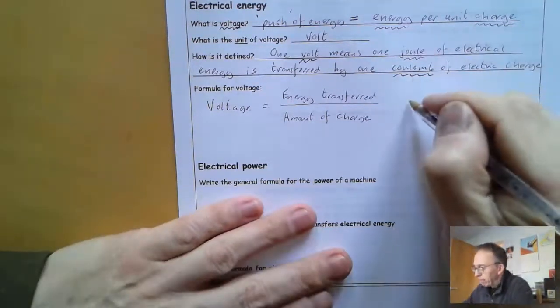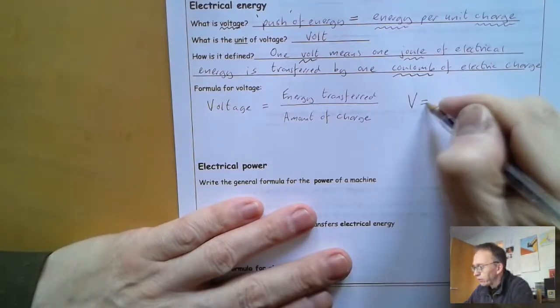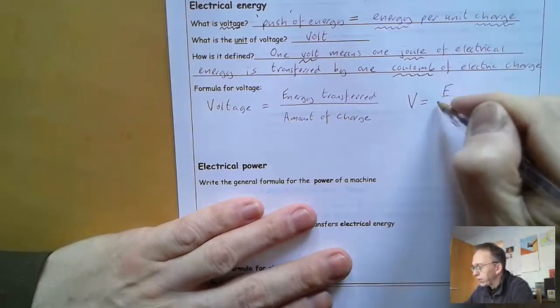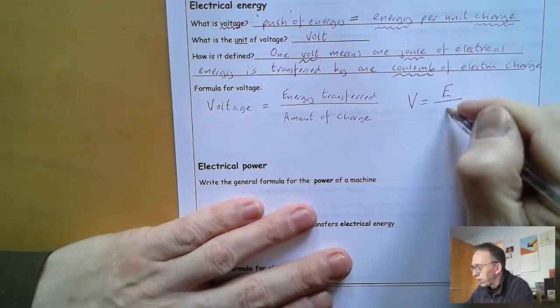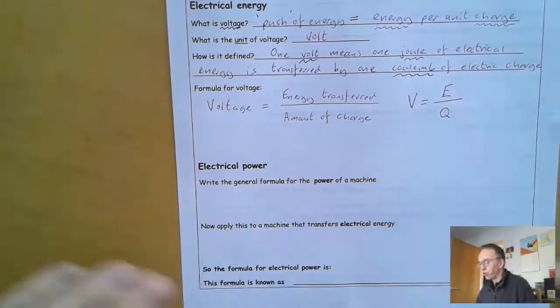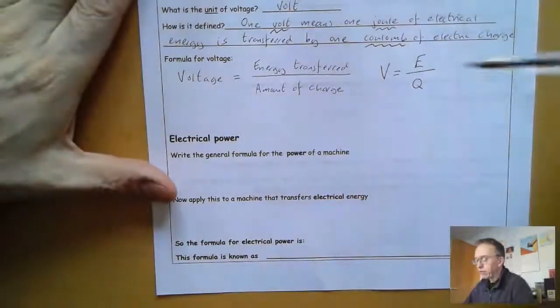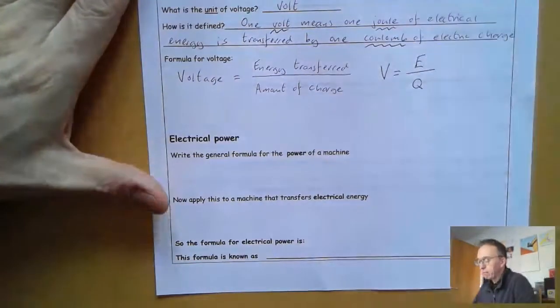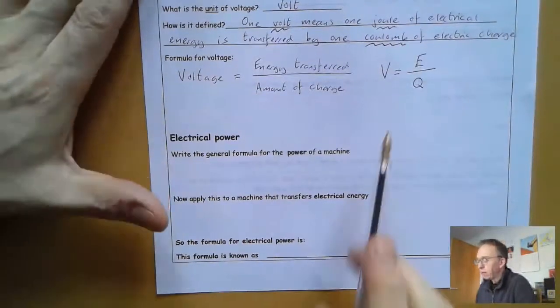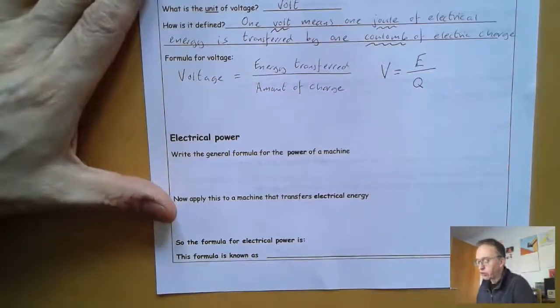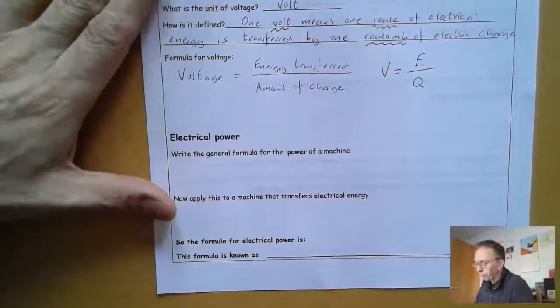Now, if we symbolize that equation, V for voltage, E for energy, and Q for the quantity or the amount of charge measured in coulombs. Okay, now if that seems a bit tricky, don't worry, that's a little bit beyond our spec actually, but this formula is going to come in useful in a moment.